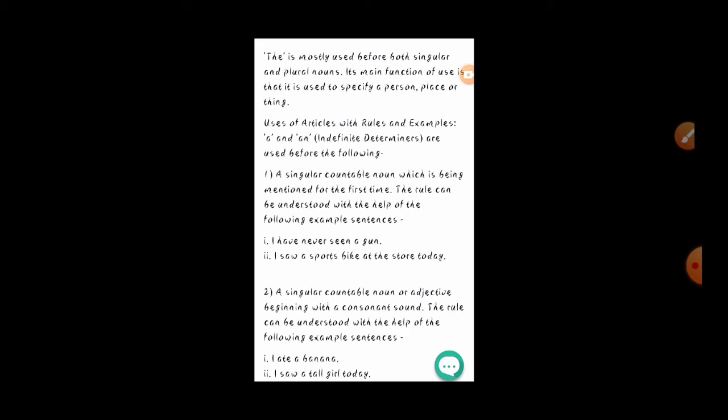Then second is a singular countable noun or adjective beginning with a consonant sound. Okay. See the example. I ate a banana. I saw a tall girl today. In this, it is a singular countable noun, or we can say an adjective beginning with a consonant sound. What do you mean by consonant? I already explained to you. Then any adjective which is beginning with a consonant sound, in that case you have to use a. Did you understand?